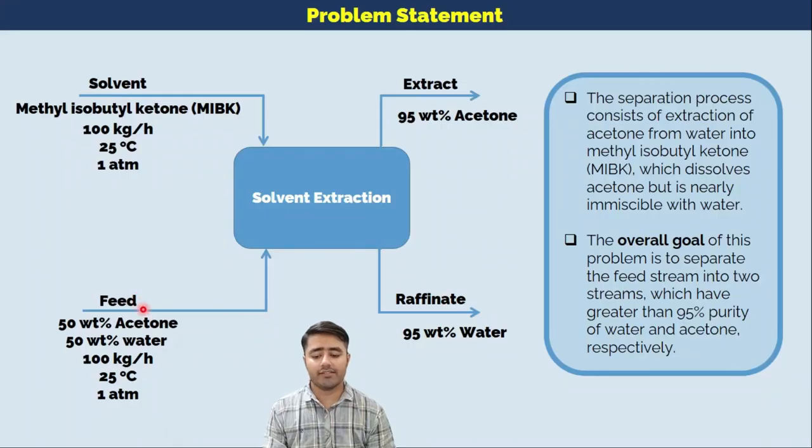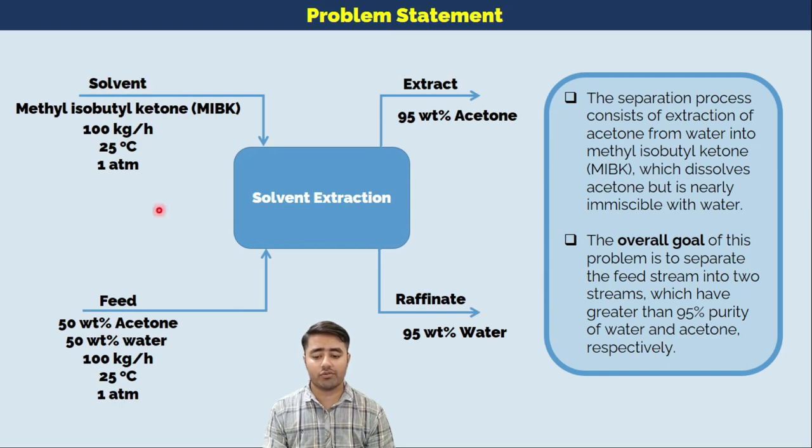First of all, let's assume that we have a feed having 58% acetone and 58% water. The flow rate of the feed is 100 kg/h, while its temperature is 25 degrees Celsius and the pressure is 1 atm. I am using a solvent, methyl isobutyl ketone, also known as MIBK, having a flow rate of 100 kg/h, a temperature of 25 degrees Celsius and a pressure of 1 atm.